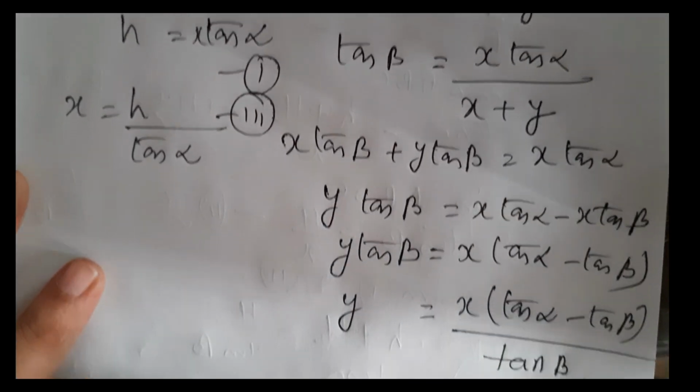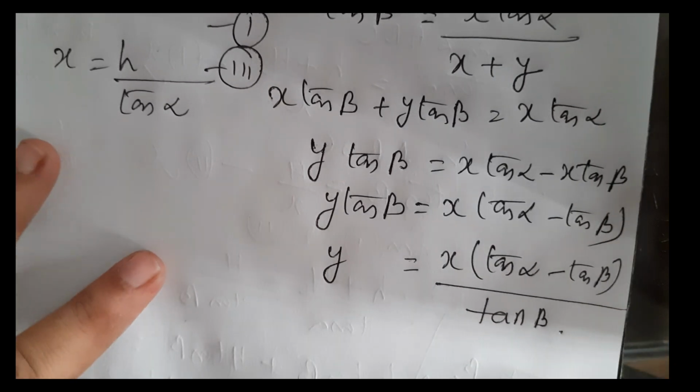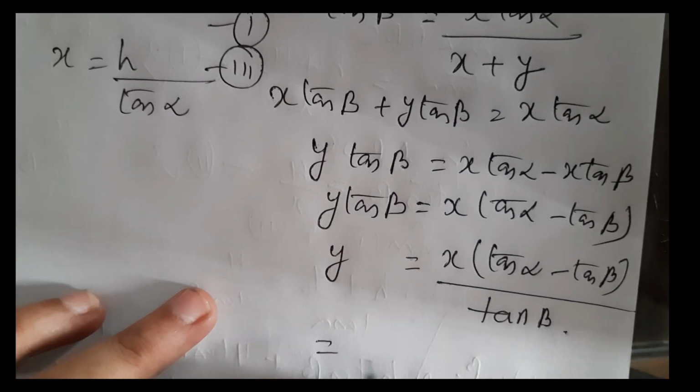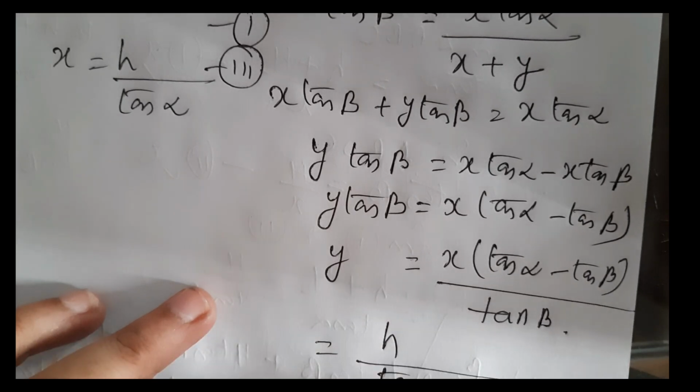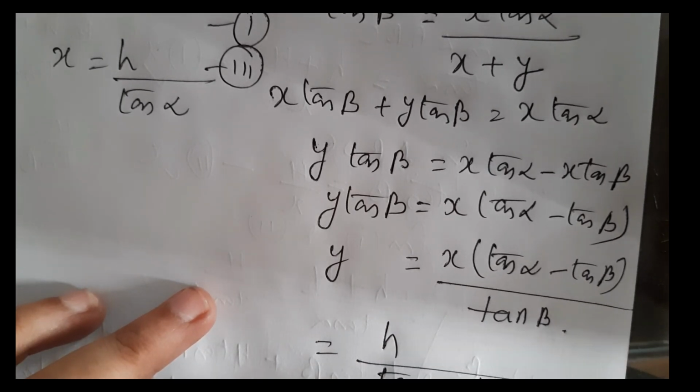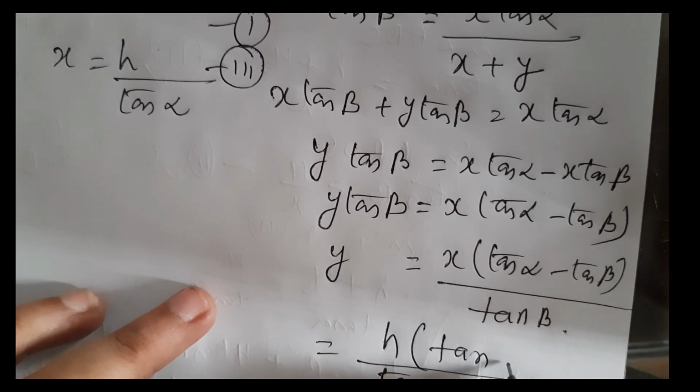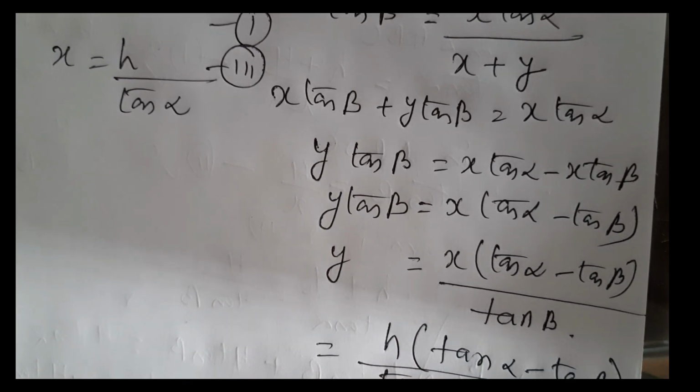Now put this value in the last solution which we got. We can replace x with h upon tan alpha. Already tan beta is there. Tan alpha minus tan beta. So in this way we can find out the solution.